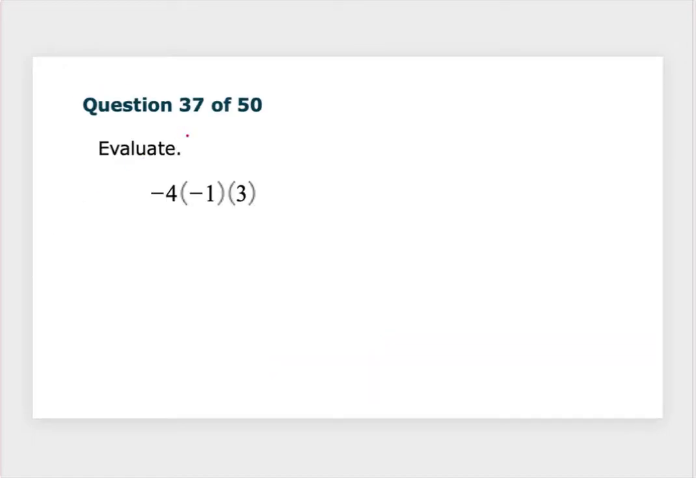Okay, question 37. We're multiplying -4 times -1 times 3. They're all 3 multiplied together. Remember, these parentheses indicate multiplication. So -4 times -1 is +4. And +4 times 3 is 12. Okay.